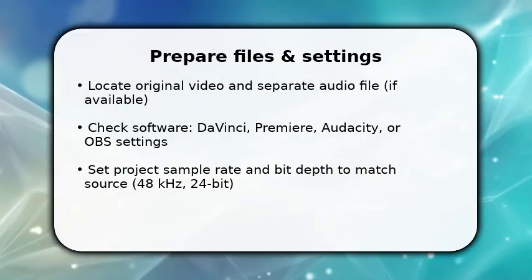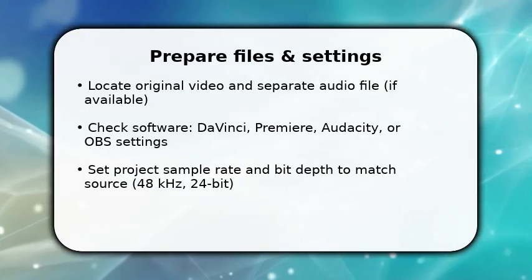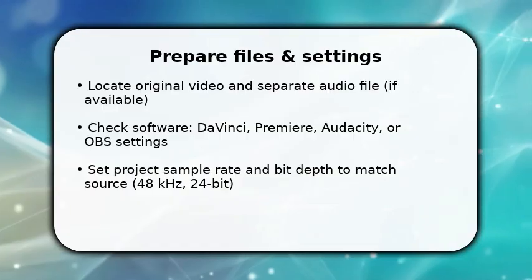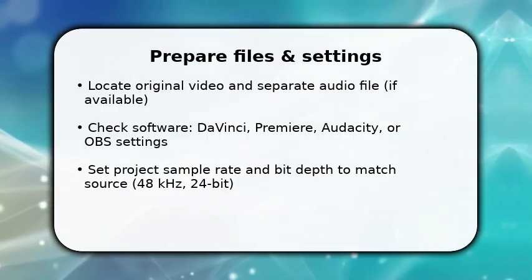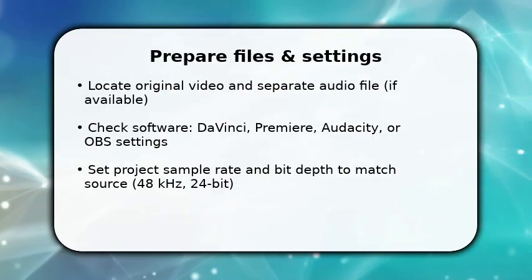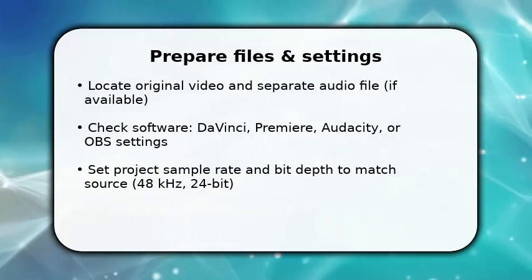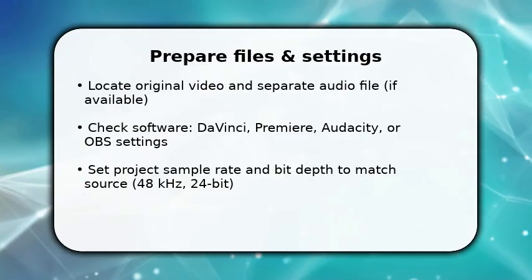You start by gathering the assets you'll need, the original video and its audio track. Once done, open your editor and confirm project sample rate and bit depth match the source so you avoid resampling artifacts. Make sure to disable any active noise cancellation plugins or hardware input processing in system audio settings first.